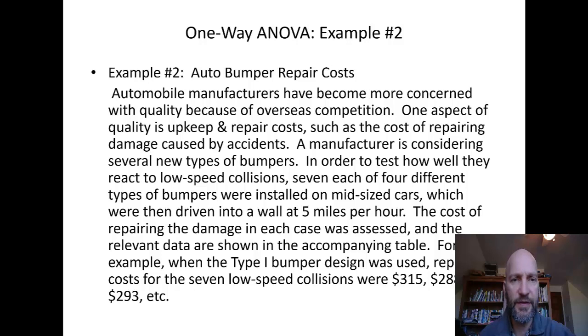Let's look at another example. In this case, we're going to be comparing the cost of repairing bumpers. The manufacturer has 4 different bumpers that they're considering putting on their car. We'll call them type 1, 2, 3, and 4. And they're going to perform a test by running the cars into an object at 5 miles per hour and then determine how much it costs to repair each of the bumpers.